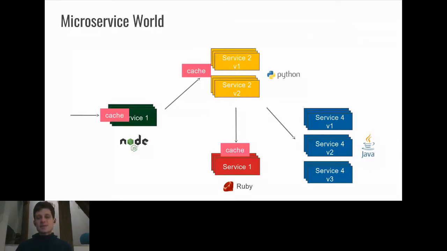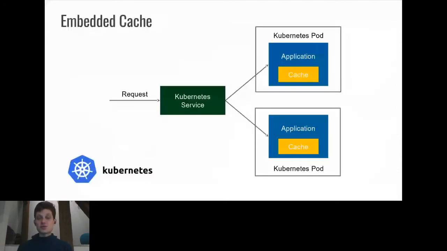So first caching pattern, first way how you can deploy your cache is embedded cache. Embedded cache basically means that you use a caching library inside your application. So the flow is as follows. Request goes to our system, it goes to the Kubernetes service. Kubernetes service load balances the traffic to one of the Kubernetes pods. And then inside the pod, we have the application. And inside the application, we use cache simply as a library.